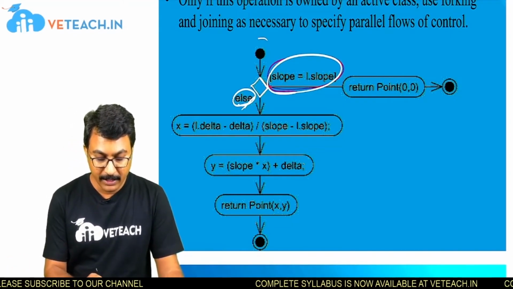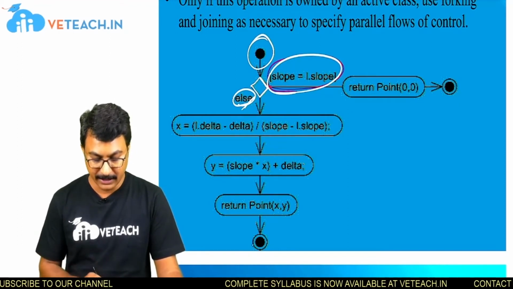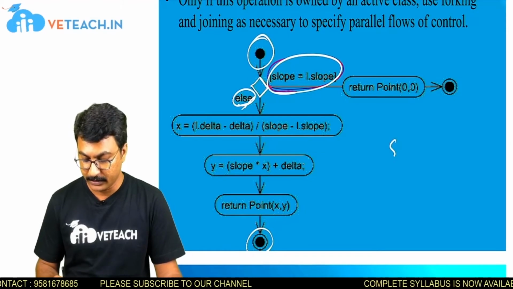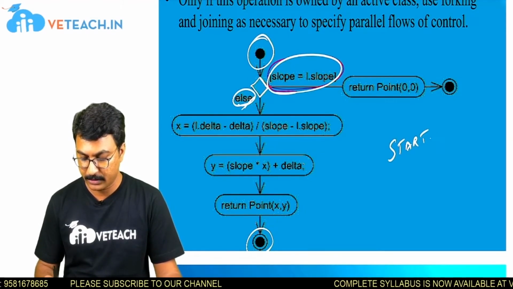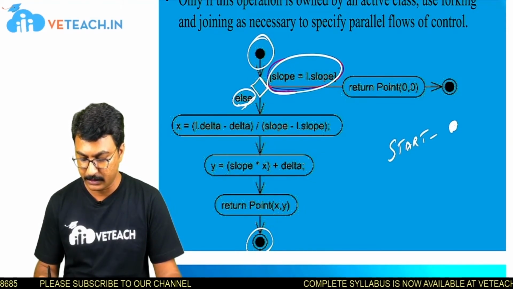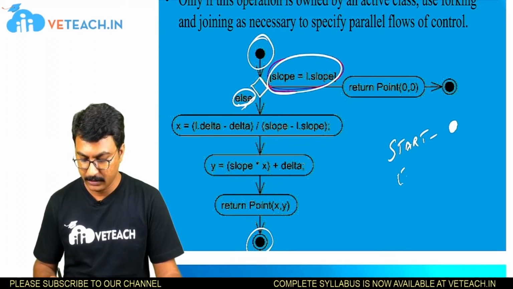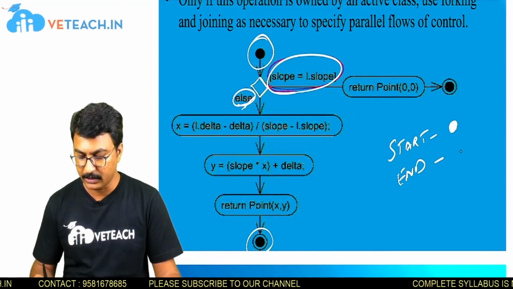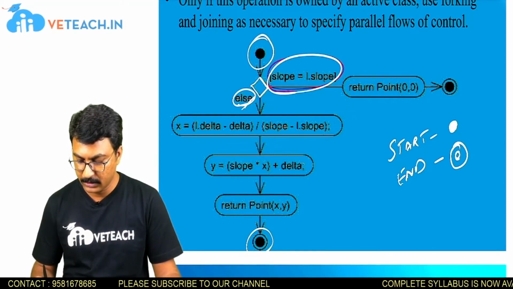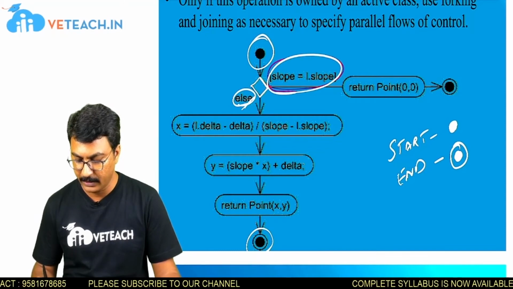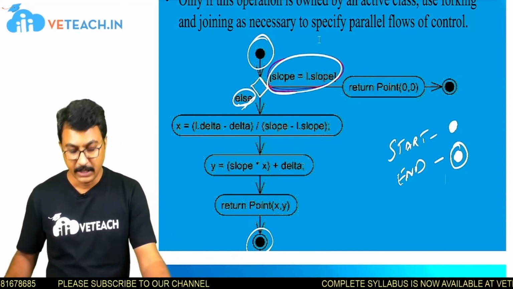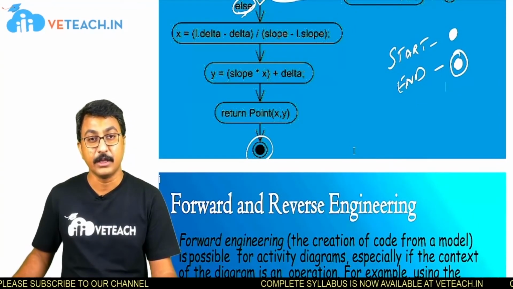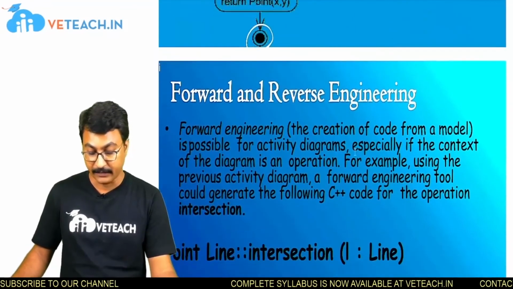And an activity diagram always starts with a start state and terminates with an end state. You can have more than one end state also. So a start state is represented by a filled circle whereas an end state is represented by an outer circle and an inner circle, a filled inner circle. So this is an end state, and you can have guard conditions, expressions, anything in the action and activity states.